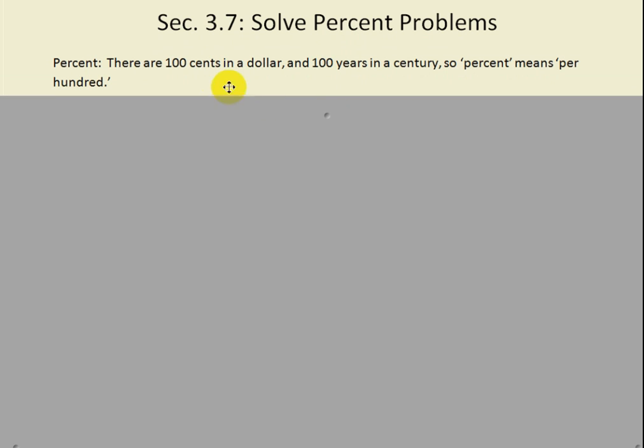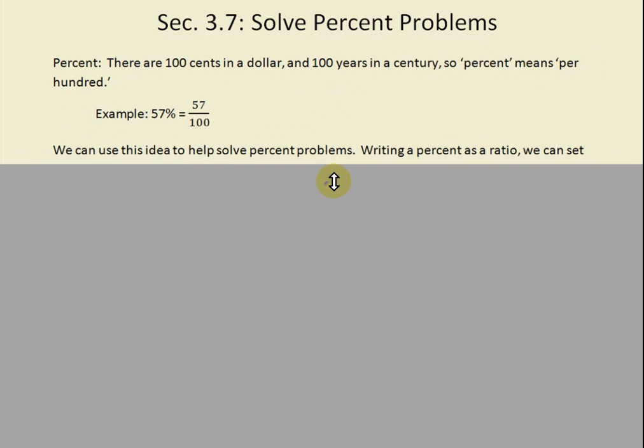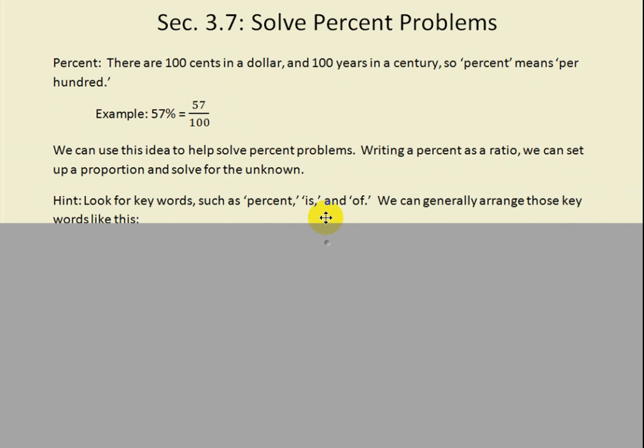So first of all, what is percent? Well, think about how many cents are in a dollar. There are 100 cents in a dollar. There are 100 years in a century. So percent means per 100. So as an example, 57% means 57 out of 100, or 57 per 100. And we can use that to help solve these problems.